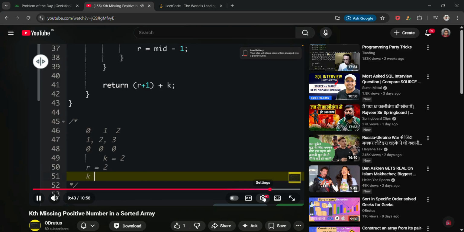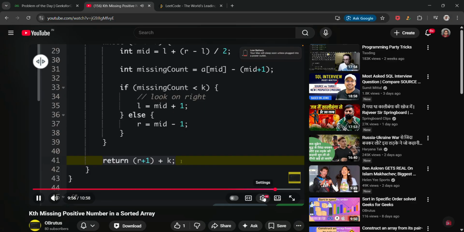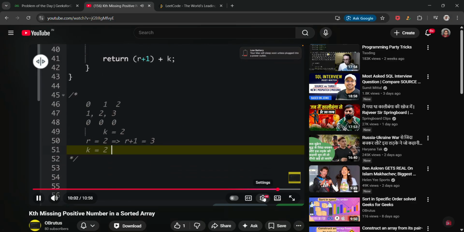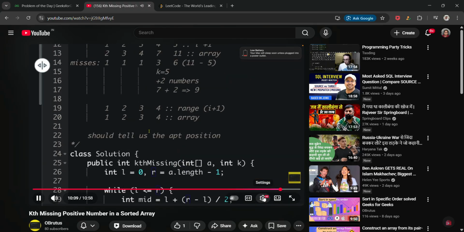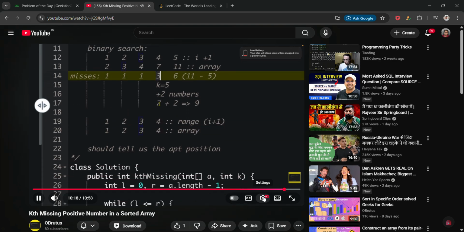Once we have right as 2 and k as 2, we just sanitize this right as r plus 1, which is equal to 3, and 3 plus 2 is 5. In this fashion, we would get our kth missing number. So r is chosen because r was the appropriate position at that point where we can fit the k. So in this case, it would have been this point.